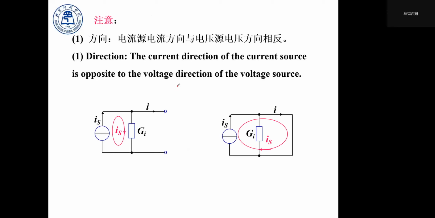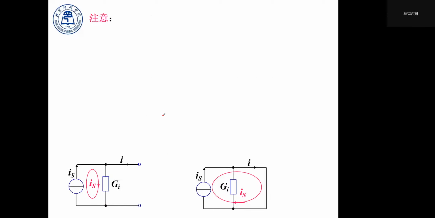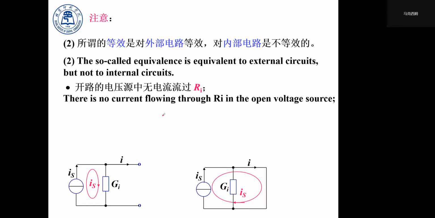So let's look at the directions. The direction of the current source is opposite to the voltage direction of the voltage source. This is one thing we should pay attention to. And also, the so-called equivalence is only for the external circuits, but the internal circuit is completely different. Two kinds of stuff.